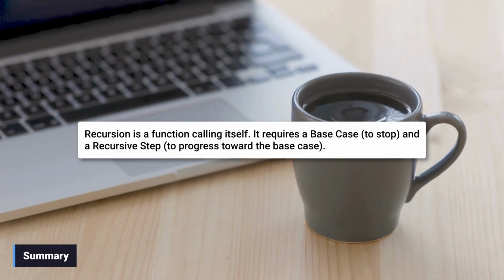To summarize, recursion is an alternative to iteration for solving repetitive problems. The correct base case is non-negotiable. It is the safety brake that prevents your program from running indefinitely.